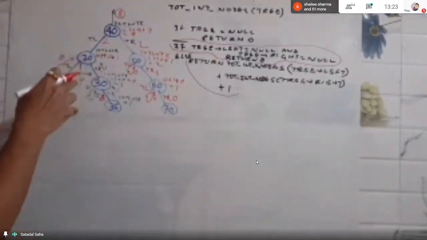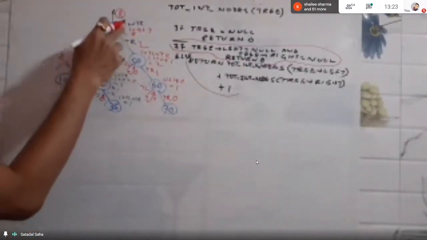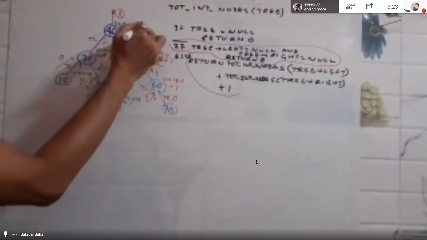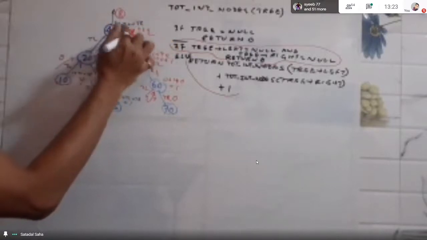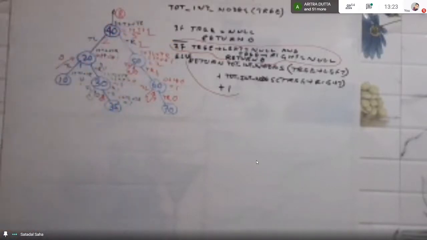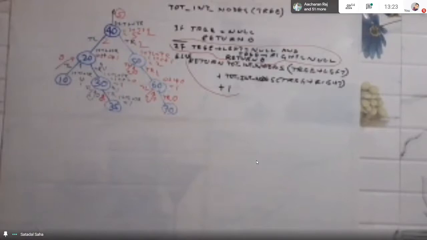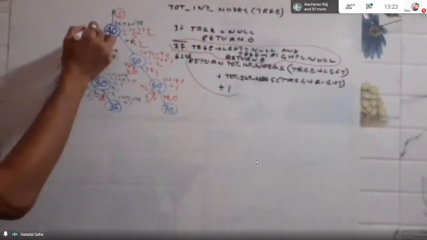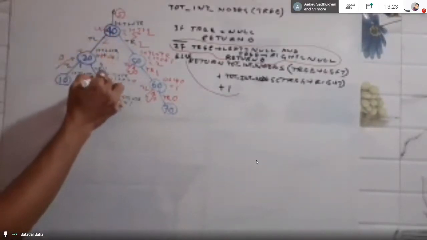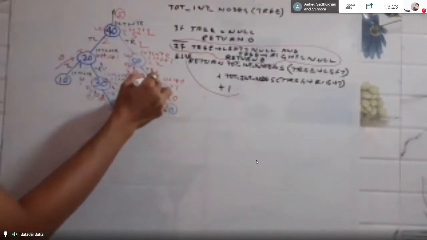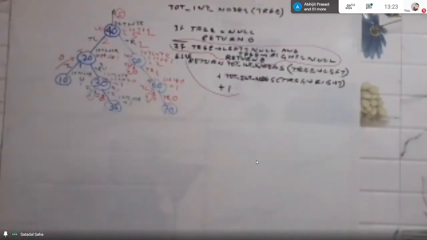Sitting at 40, it will return 2 plus 1 plus 2, so it will return 5. That means it is 5. 5 তো হচ্ছে মানে এটা 1 2 3 4 and 5. These 5 are the internal nodes.